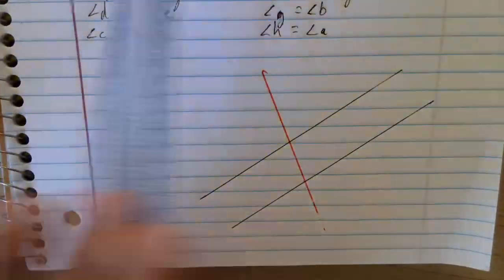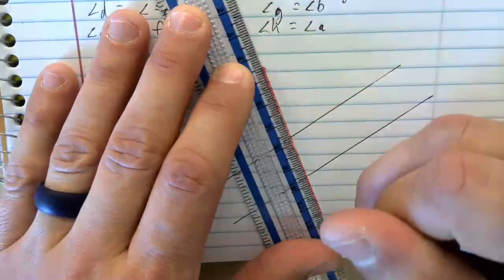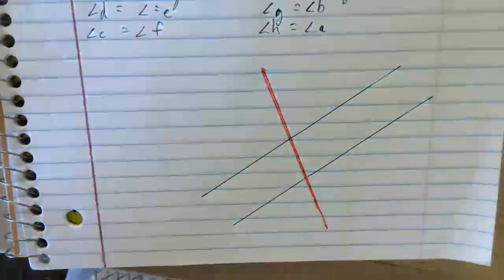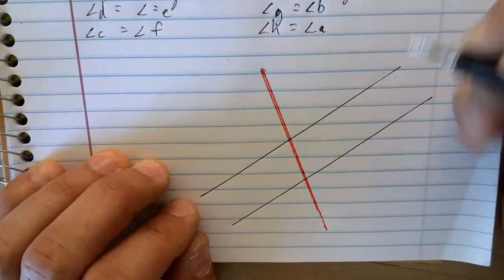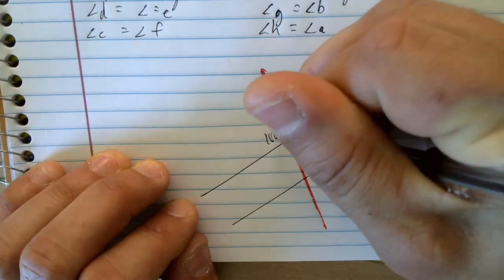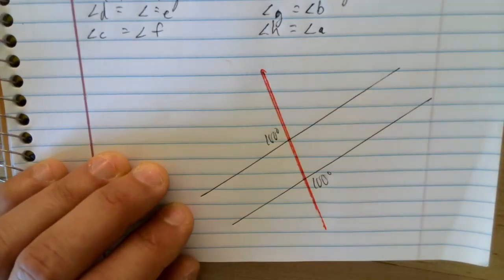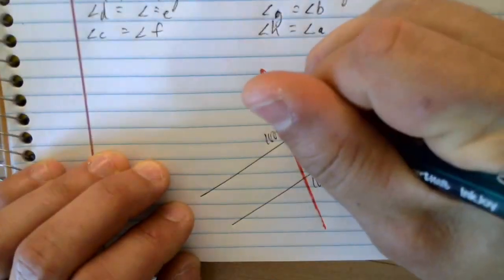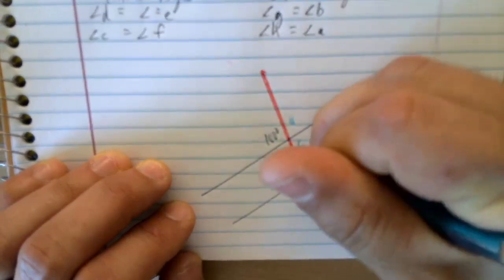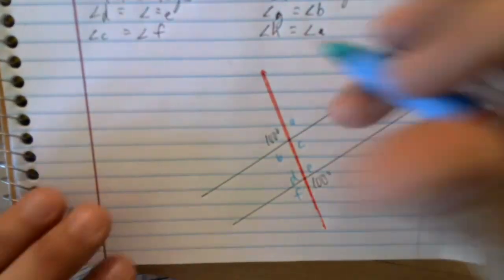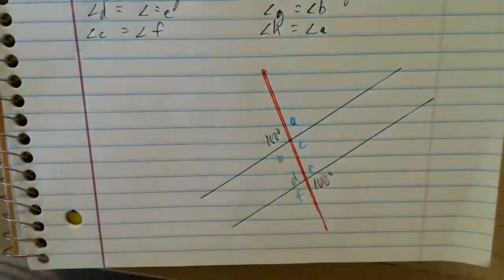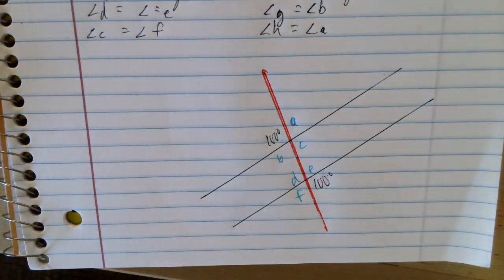let's draw our transversal here. You're going to be given maybe just one angle here and asked to find all of the others. So we'll say that this one is 100 degrees, and we'll say that this one is 100 degrees. And I'd ask you to be able to find angle A, B, C, D, E, and F. So why did I put 100 in two places? Because they're both equal to each other.